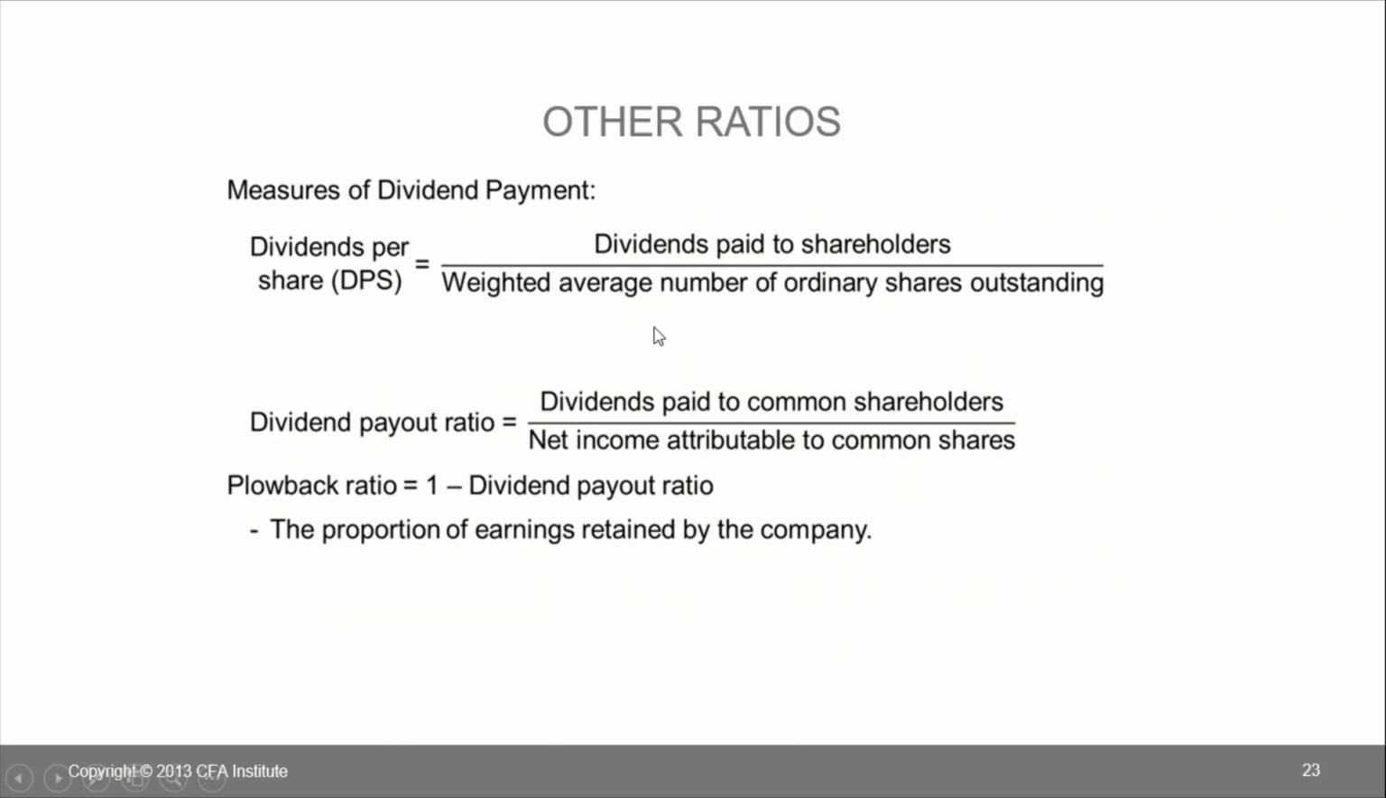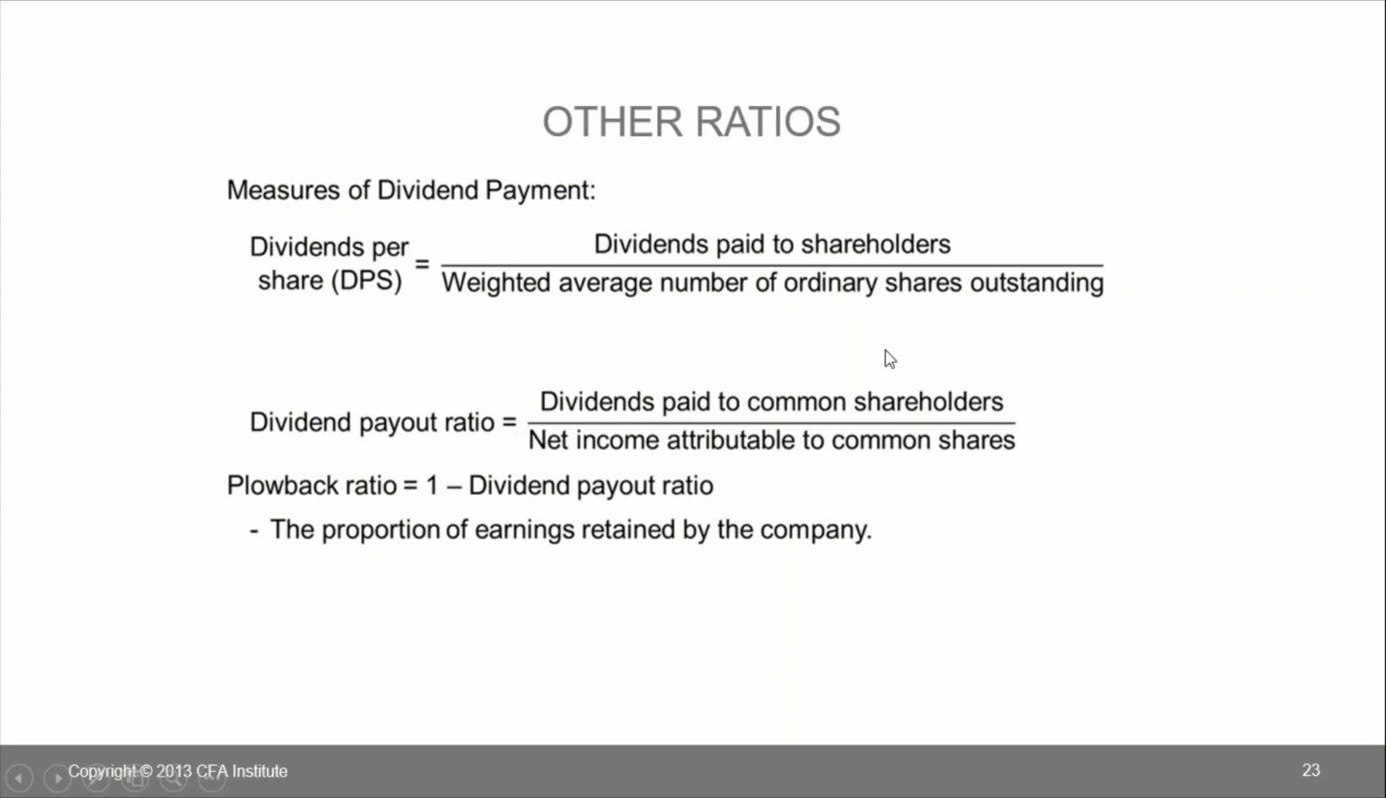Okay. Next, we also have ratios for dividends. So, we have the dividends per share, we have the dividend payout ratio, and then we have the plowback ratio. Okay. This is what I said earlier, sometimes the formula uses the weighted average number of shares. But in your exam, I will not ask you to compute the weighted average. Most of the time, we just use the total number of shares outstanding.